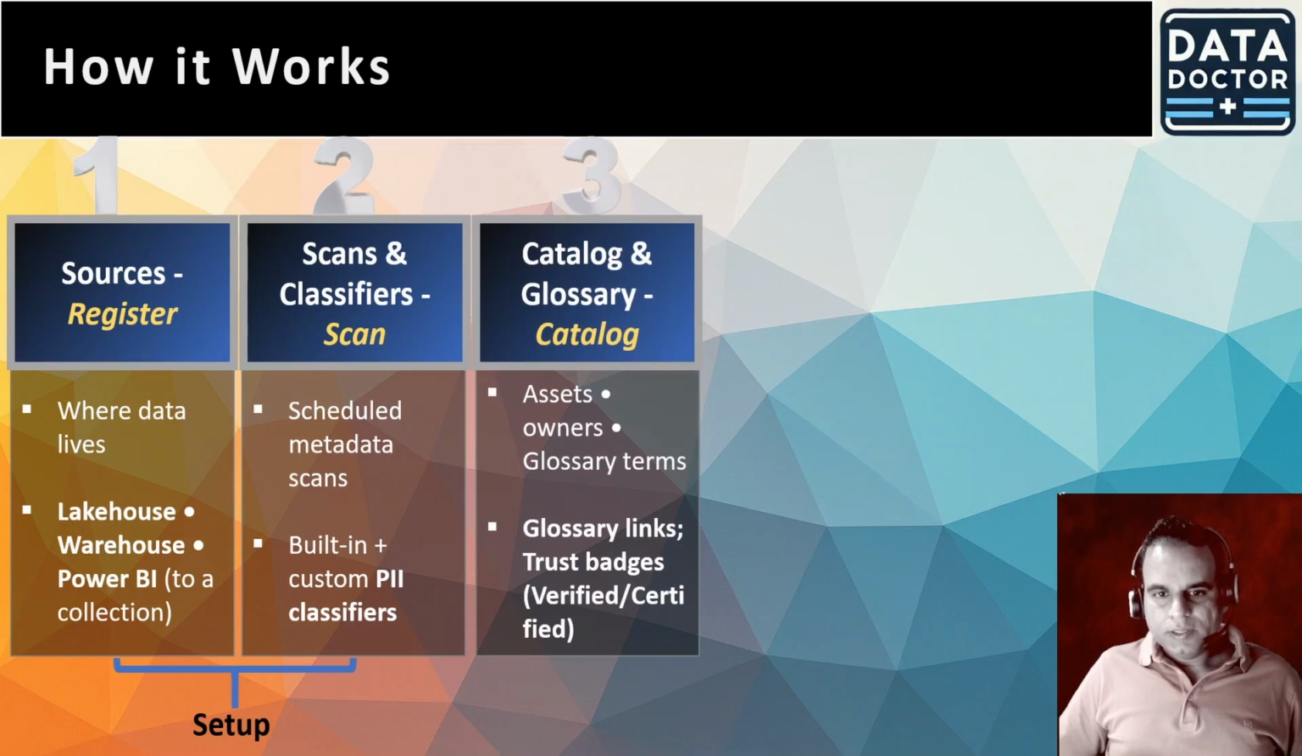The third step is about catalog and glossary, which is kind of the inventory of the data assets, and the data assets are visible with owner and glossary terms. Then the users can be guided to the trusted dataset with badges assigned to the data assets.